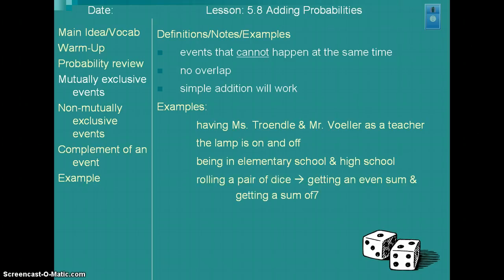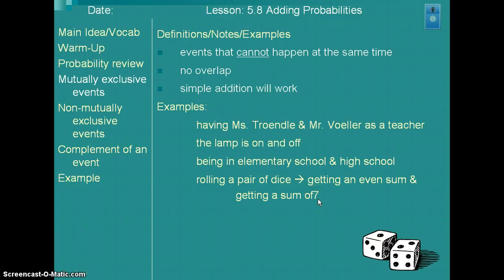If I roll a pair of dice like the one that you see down here in the corner, the chances of me getting an even sum and getting a sum of 7, those would be considered mutually exclusive events, because if my sum is even, it can't be a sum of 7. So we can't have both in this case. It has to be one or the other. If I've got a 7, it's definitely not even. And if I've got an even, it's definitely not 7.